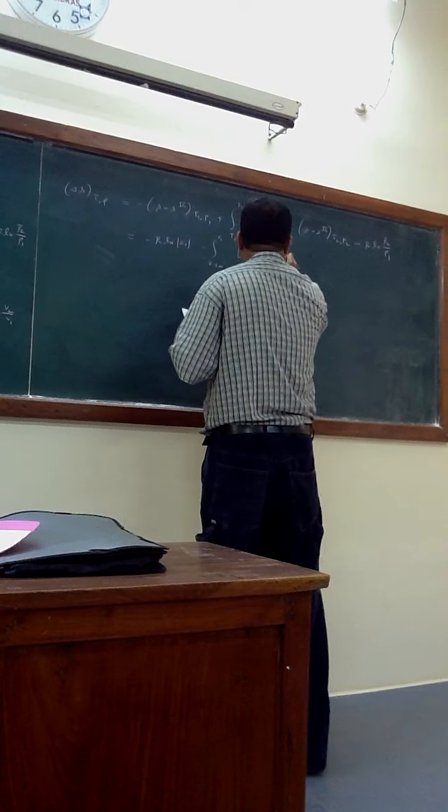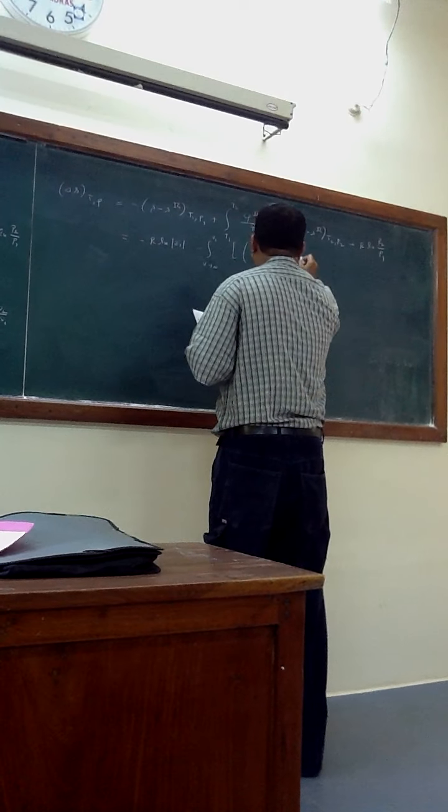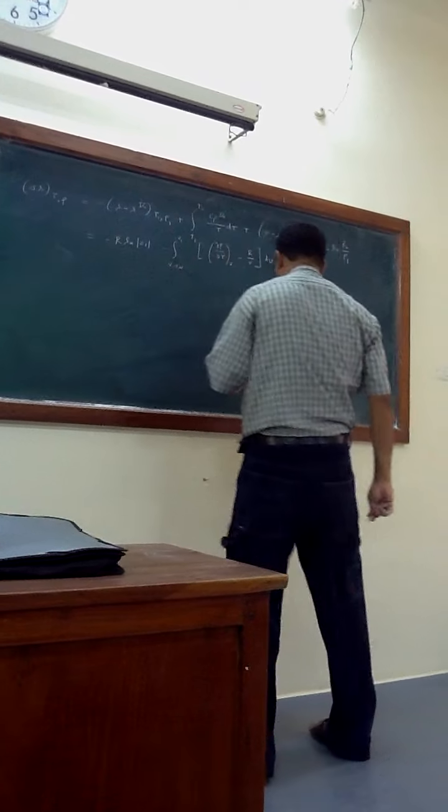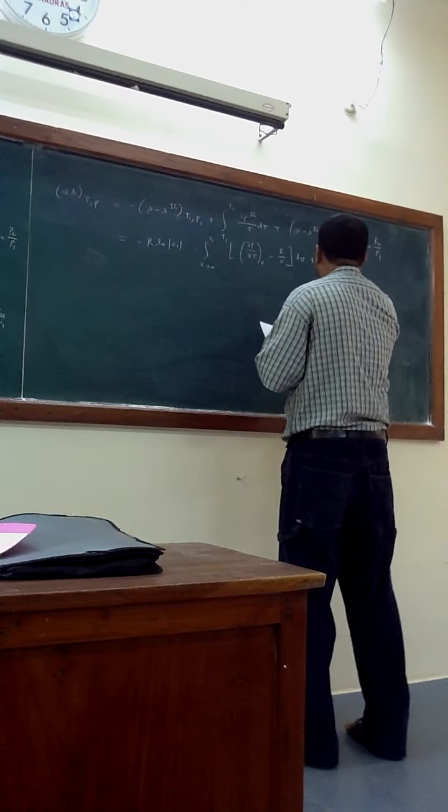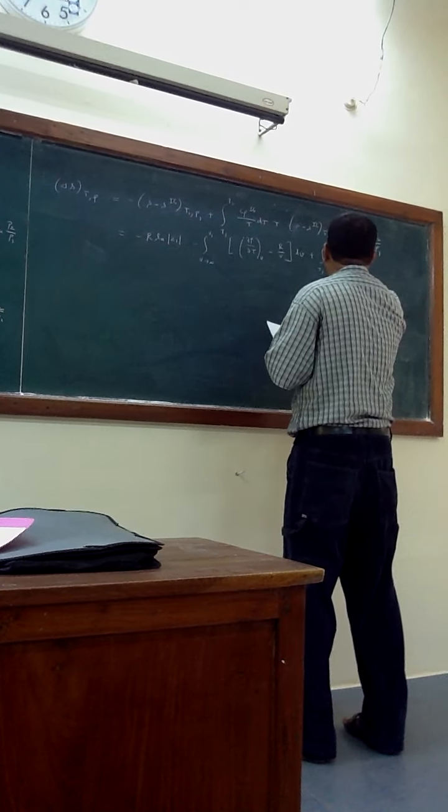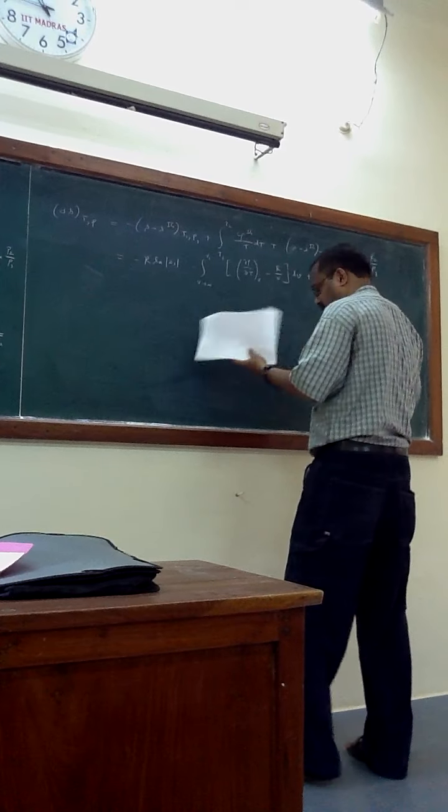Dou P by dou T at V minus R by V dV. Next, we cannot do much: the integral from T1 to T2 of Cpig T dt.